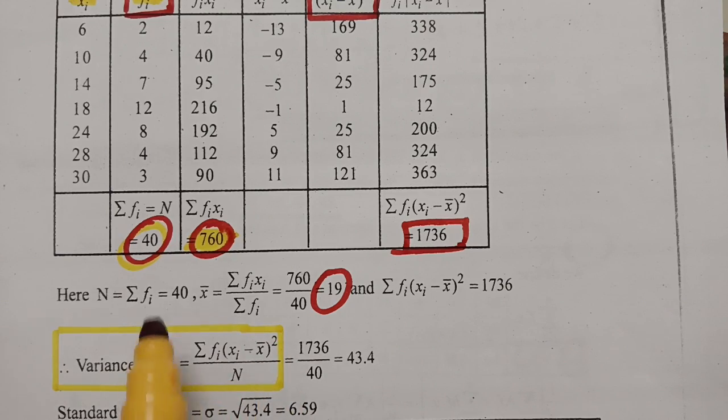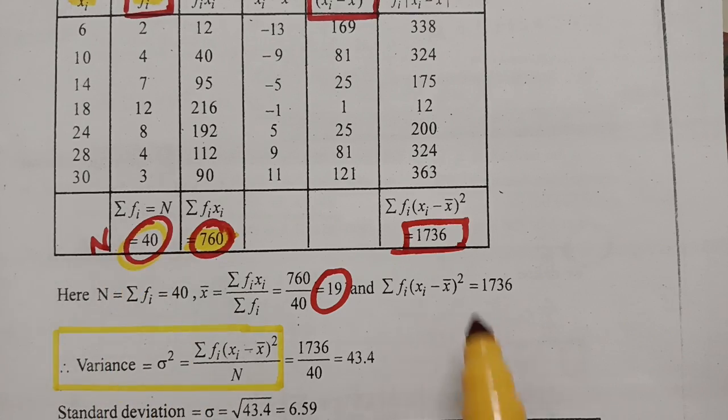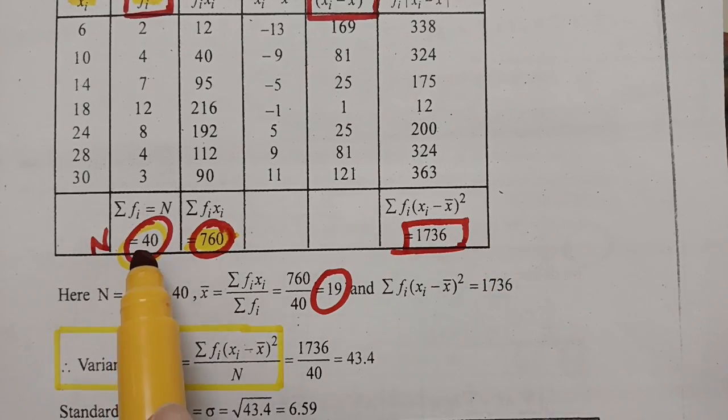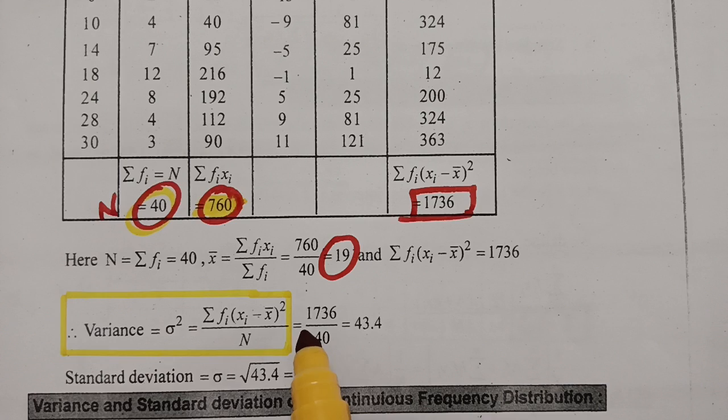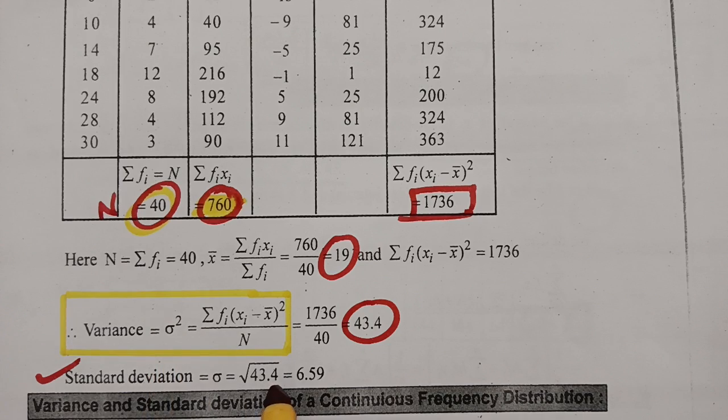Now for the variance value: sigma square is equal to sigma fi into xi minus x bar whole square divided by n. N is nothing but sigma f, that is 40. So 1736 divided by 40 is 43.4. This is our variance value. And what is the standard deviation? The standard deviation is the positive square root of the variance, that is the square root of 43.4, which is 6.59.